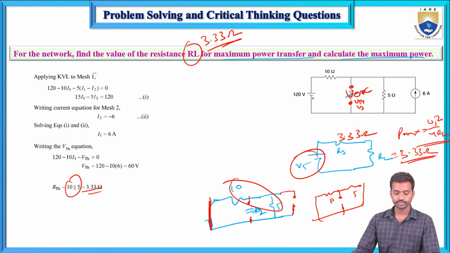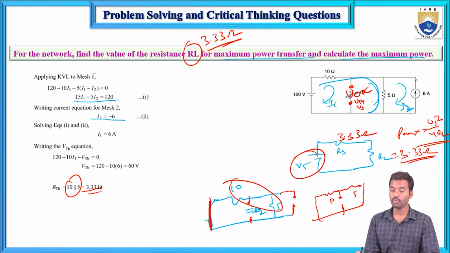Now apply KVL in mesh 1. I1 and I2 are the same, and I3, I2 is the same current. Here there is an open circuit, so there is no current here. The same current flows here. Now 120, and 10 into I1, and next 5 into I1 minus I2. Next, for I2, this is the upward direction and this one is the downward direction, so minus I2, and the 6 ampere current source is in the opposite direction. I2 equals minus 6. If you substitute in this, you will get I1 equals 6 amperes.